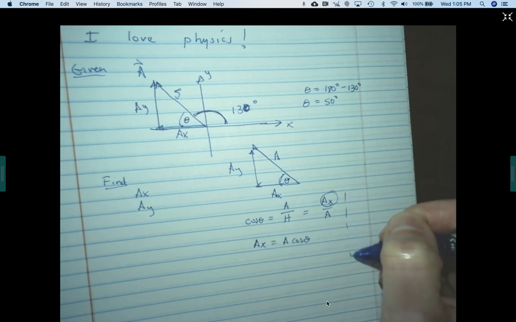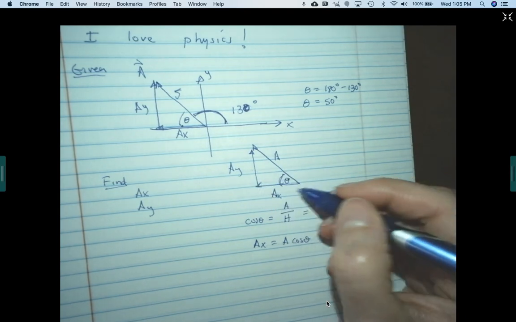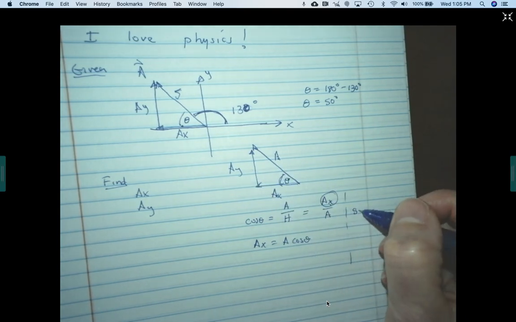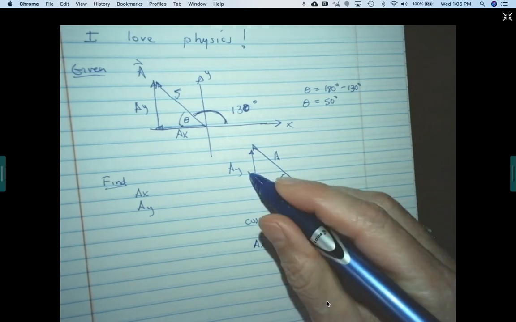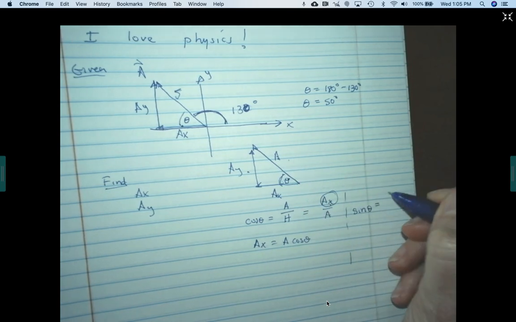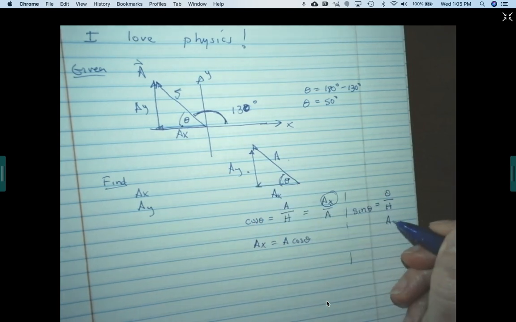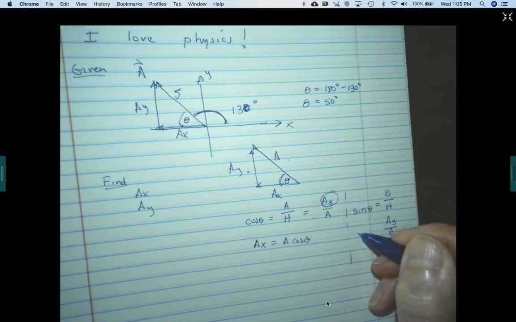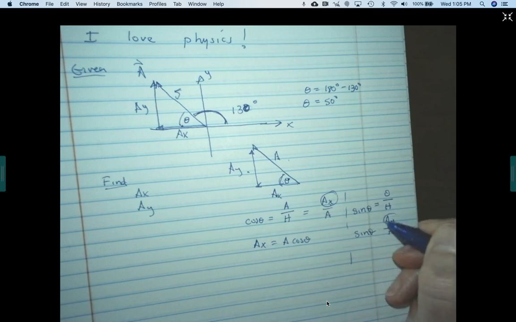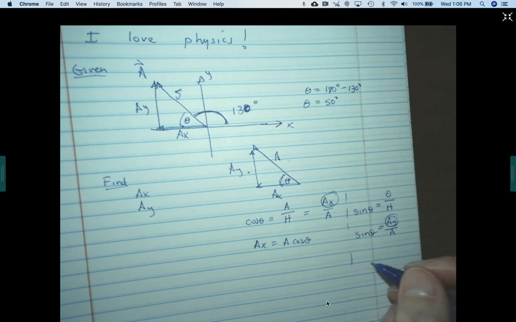Okay, and we can do the same thing for the y component using sine. So again, write it out till you're comfortable with it. Sine theta is my opposite side over the hypotenuse. In this triangle, opposite is AY, my hypotenuse is A. And again, that's what I'm solving for, AY. So AY equals A sine theta.